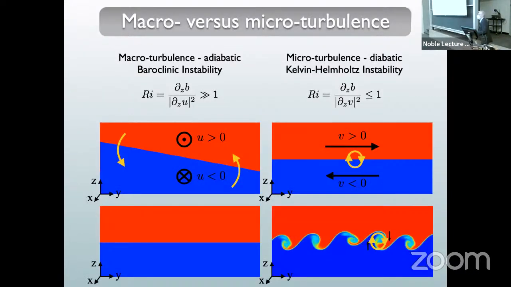And now just a word to say, since we had two lectures where I was talking about turbulence in a very different context, I want to explain what I mean by macro turbulence versus micro turbulence, which is what we talked about in the last few days. On the left, I have an example of what I would call macro turbulence. So we have now a system like the ACC in the ocean, or you can think about the jets in the atmosphere, the mid-latitude jets in the atmosphere. So we have two fluids, dense and light.